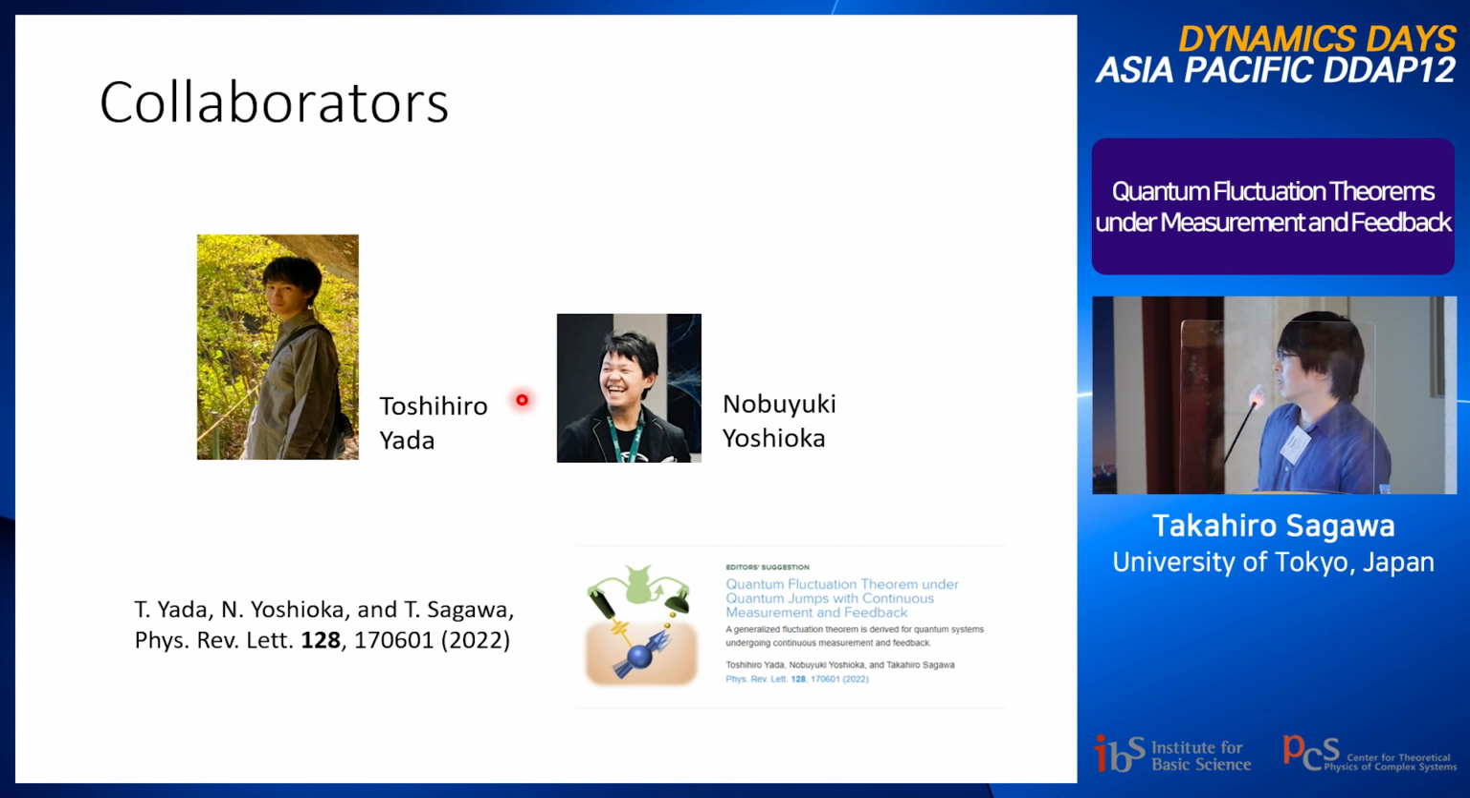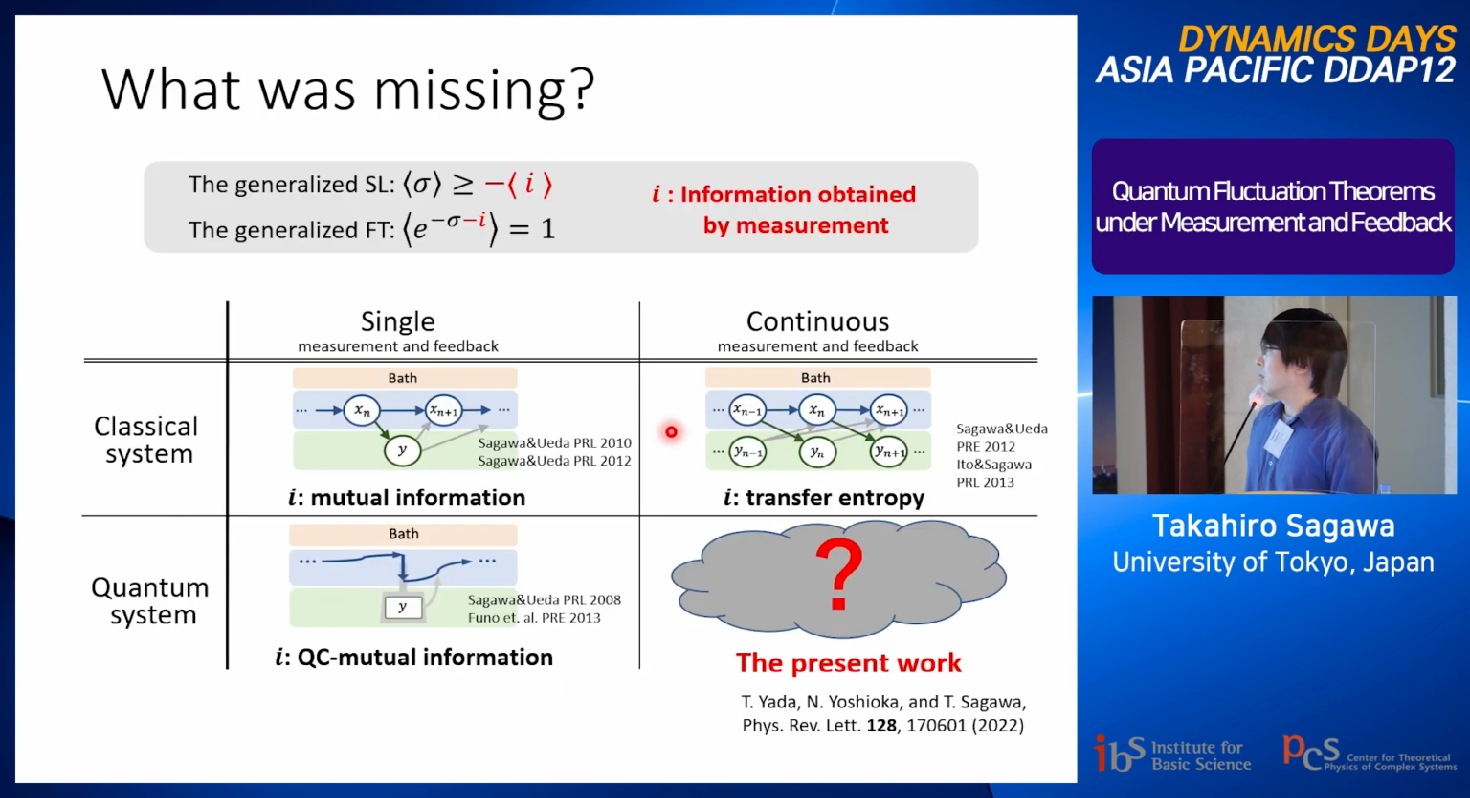Okay, so these are collaborators of this work, and Toshihiro Yada is my master student. He's here, sitting there, and Nobuyuki Yoshioka is a research associate of my group.